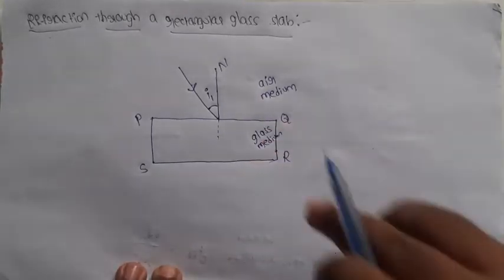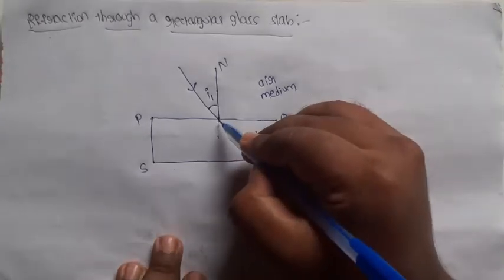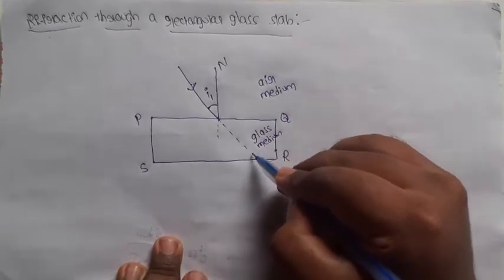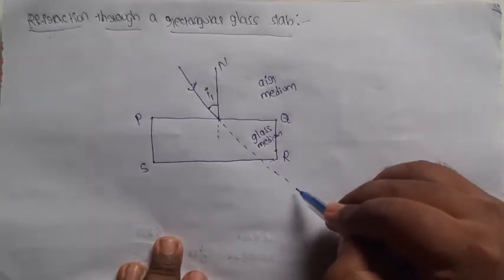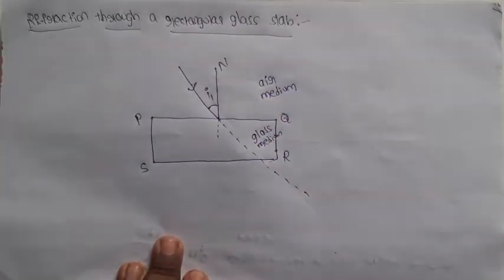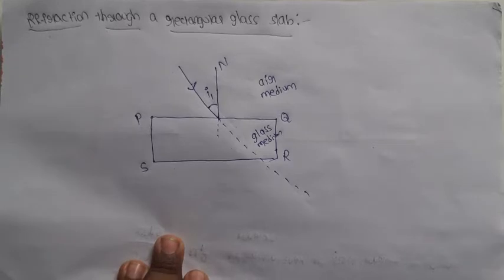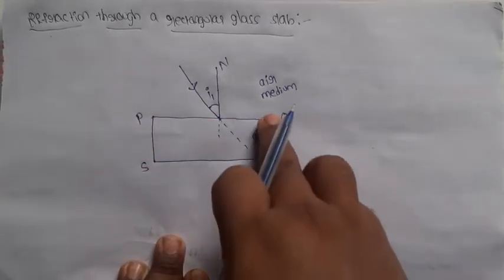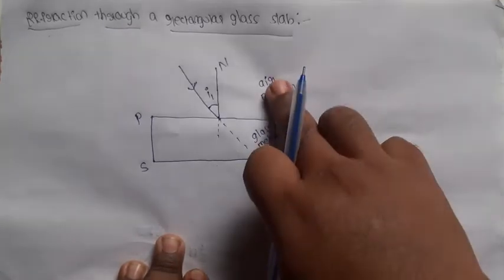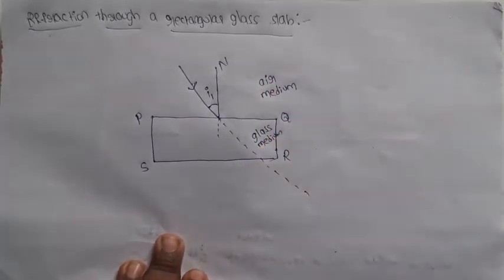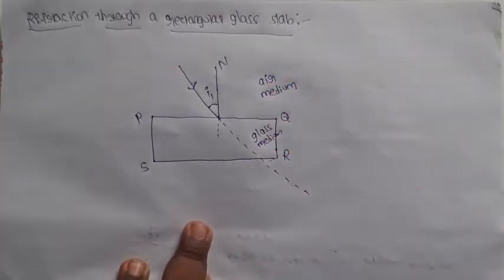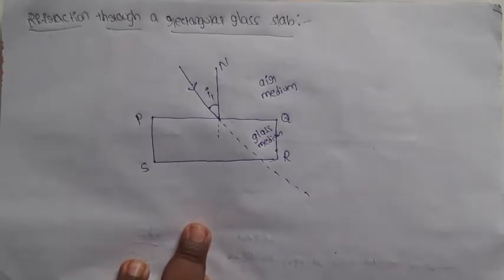Suppose there is no glass slab, what is the direction of the light? Light is traveling in a straight line without bending. If you place a rectangular glass slab, what happens? The medium changes from air medium to glass medium. When light travels from one medium to another medium, as we already studied in the laws, it travels bending.